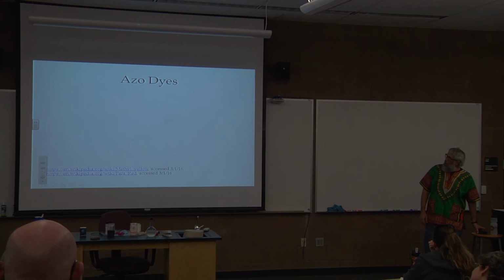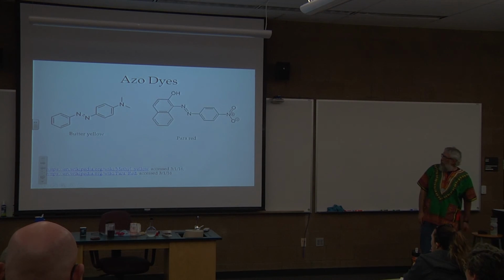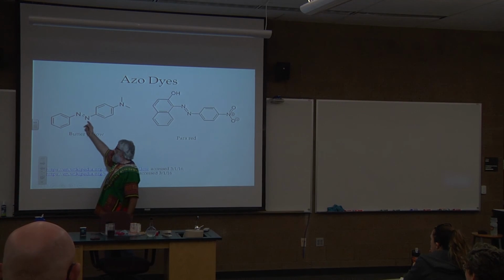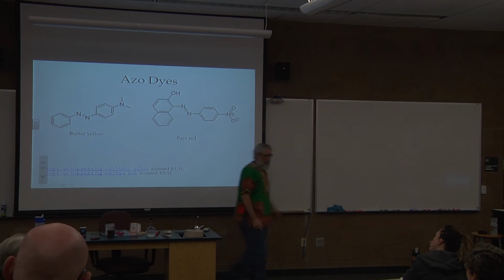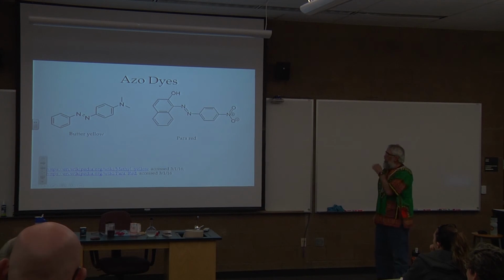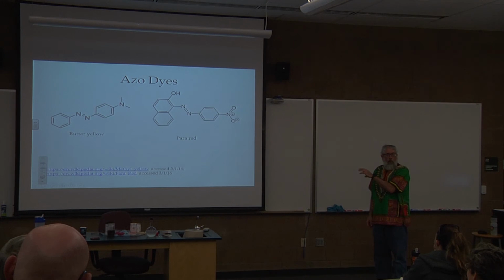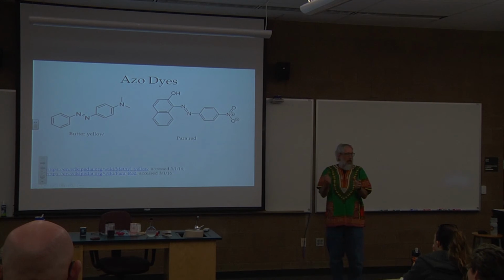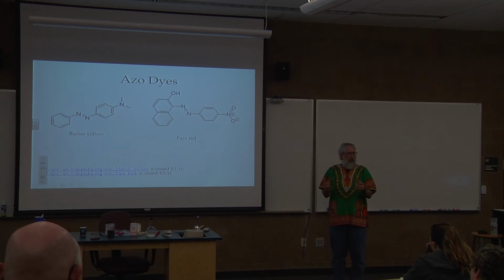Azo dyes are among some of the earliest synthesized dyes. Butter yellow and para red are a couple of examples. The azo group is this nitrogen double bond. These are not being used for foods any longer, but butter yellow got its name from the fact that it was the color of a good butter from dairy cows that had been eating grass, not from a feedlot, but grass-fed dairy cows. The butter that they produce is less white, more yellow.